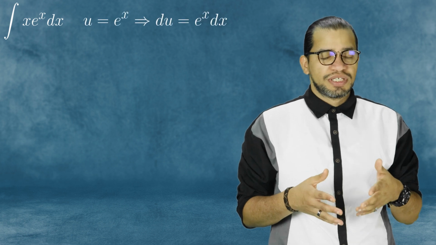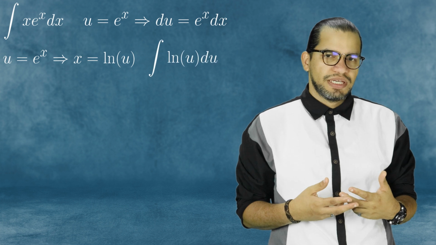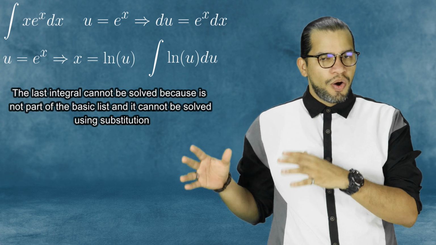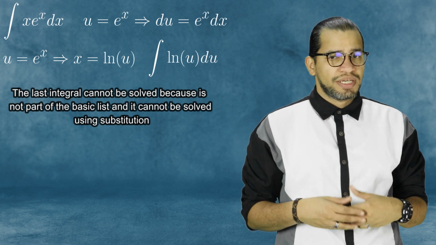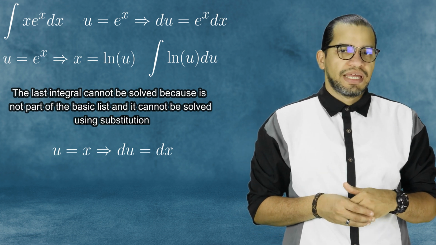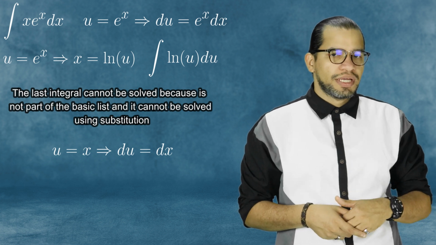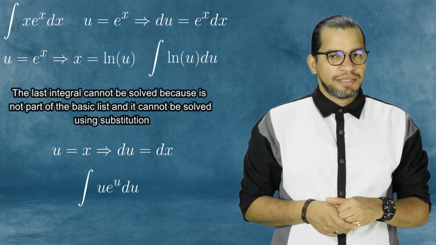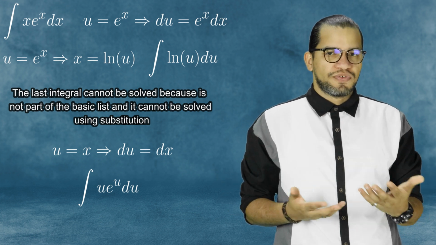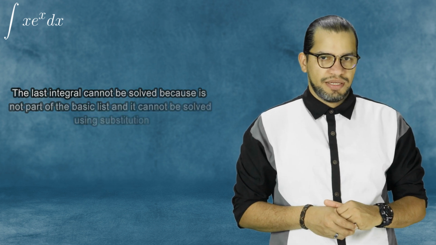First of all, is considering u equals e to the x, but its derivative is not part of the integral. And the only remaining option is considering u equals x, and its derivative is part of the integral as dx. But if we do the substitution, we end up having the integral of u times e to the u du, which is basically the first one, but with a different variable. So we need to consider another technique.